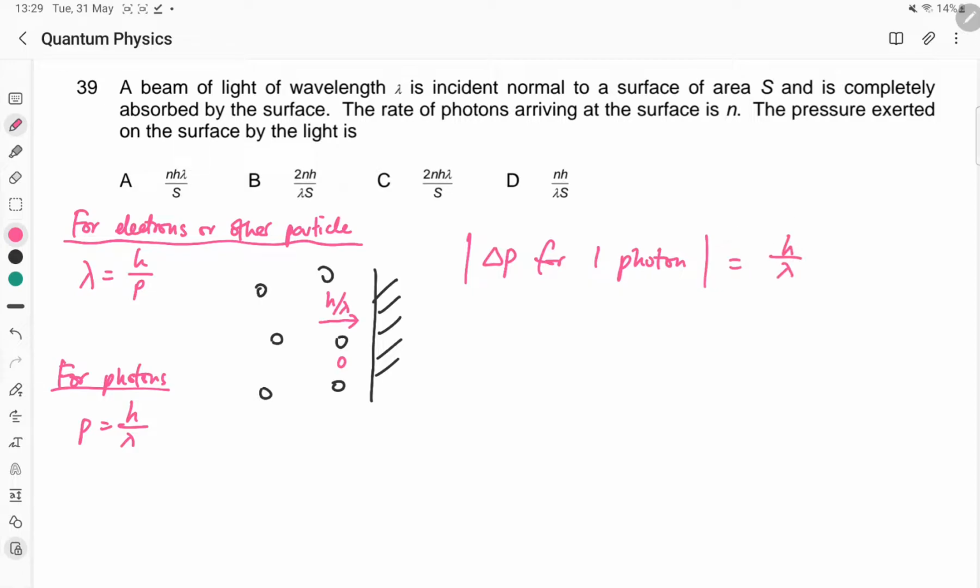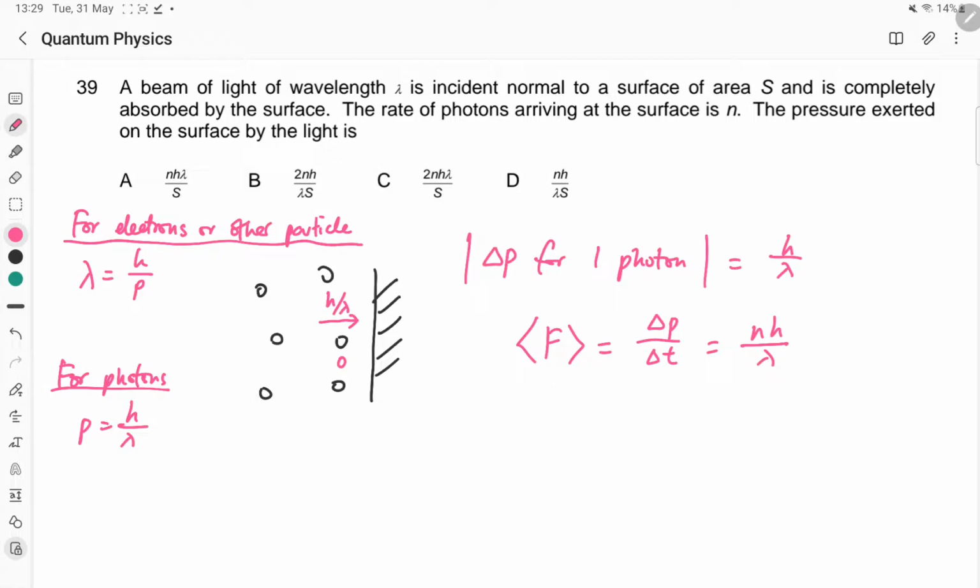So we want to find the average force. Average force will be the total change in momentum divided by time. One photon changes by h over lambda, and there are n photons per unit time. So this average force will work out to be nh over lambda.